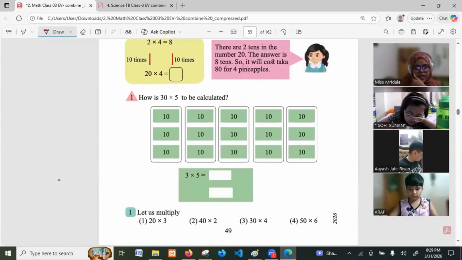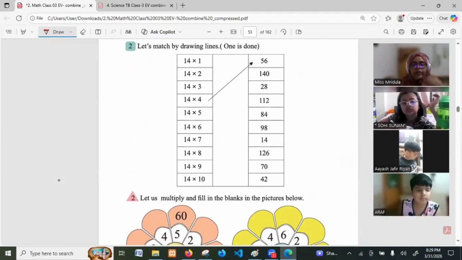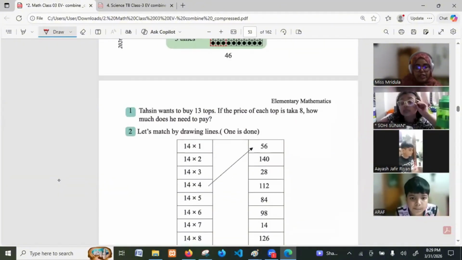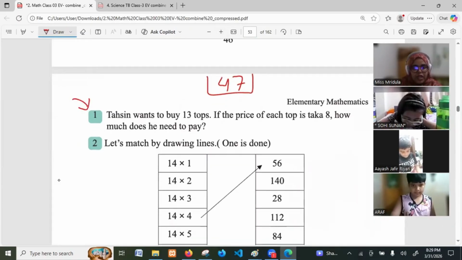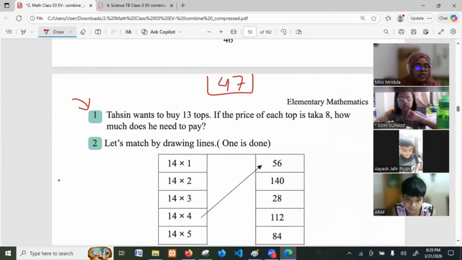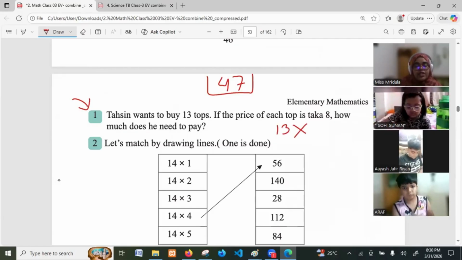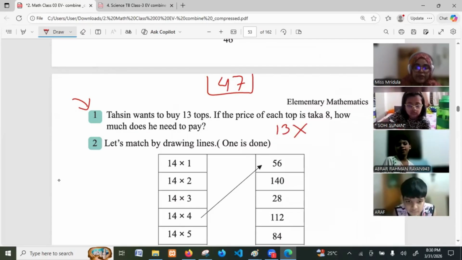Okay, let's see what we have in here. We have the grid, we have some money related things. Okay, we can finish this chapter. Sorry, page. Page number 47. What do we have? We have a kind of word problem. Tahsin wants to buy 13 tops. If the price of each top is 8 taka, how much does he need to pay? Okay, so Tahsin wants to buy 13 tops. I know how many he wants to buy. And what is the price of one of them? 8. 13 times 8. Yes.